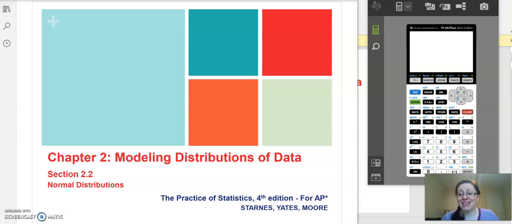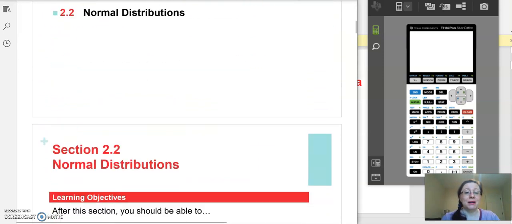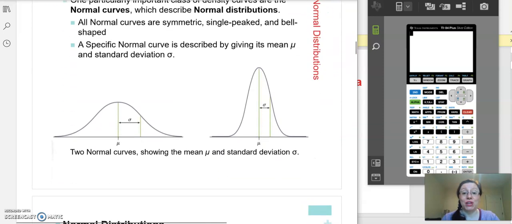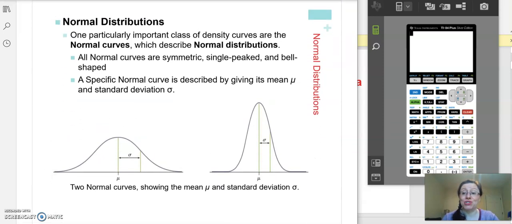Hi guys, today we're talking about normal distributions, which is a very special kind of density curve. Chances are you've seen what they look like. They look like bell-shaped graphs. They're symmetric, they're single-peaked. The two values or parameters that define them are the mean, which is this Greek letter mu on your screen, and the standard deviation, this Greek letter sigma.